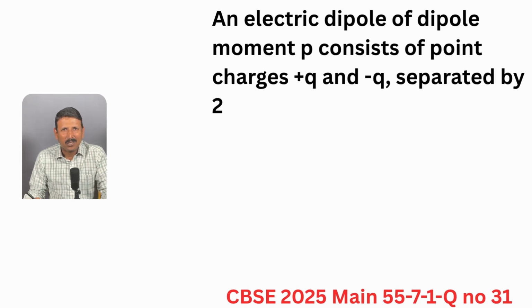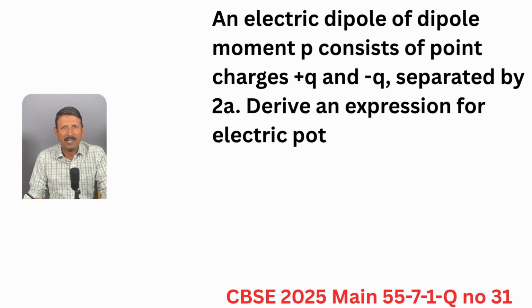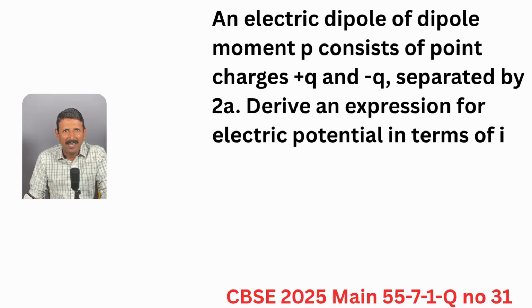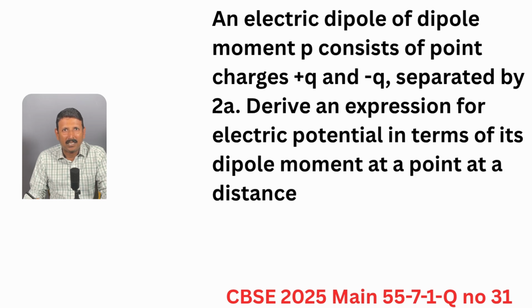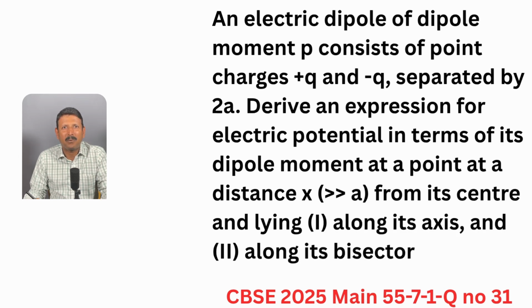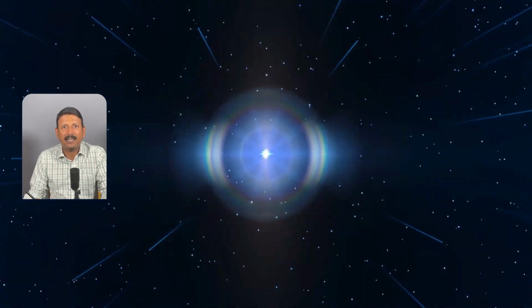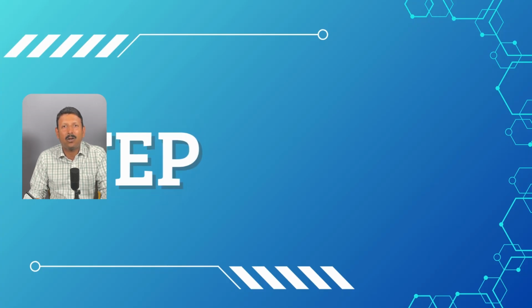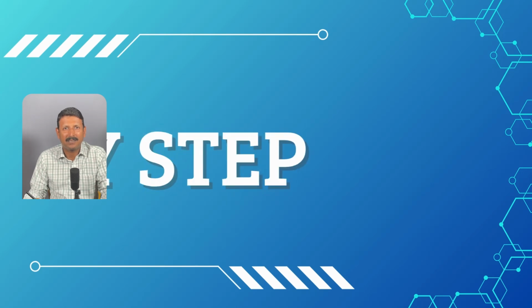Today we are going to discuss one CBSE 2025 question paper. Code number 5571, question number 31. An electric dipole of dipole moment P consists of point charges plus Q and minus Q separated by a distance 2a. Derive an expression for electric potential in terms of its dipole moment at a point at a distance x much greater than a from its center and lying along its axis and along its bisector line.